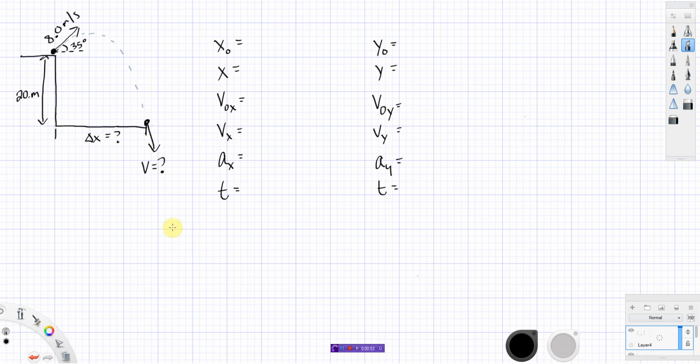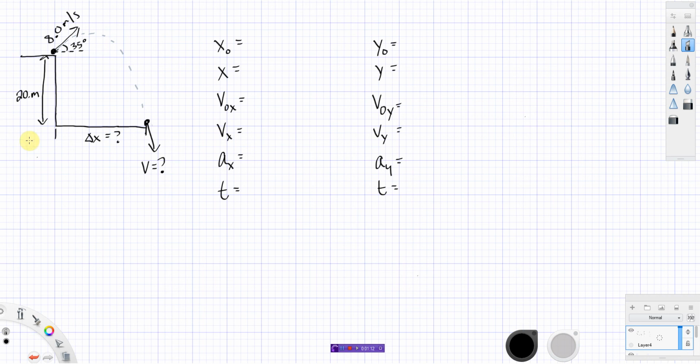Okay, so this is a two-dimensional problem. That means we have to set up the x dimension and the y dimension completely separately. So I always write down all 6 of the things that could ever happen in kinematics, one for x, one for y, and I start filling them in.